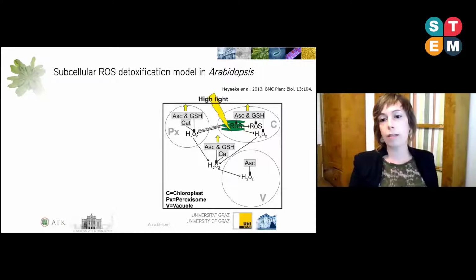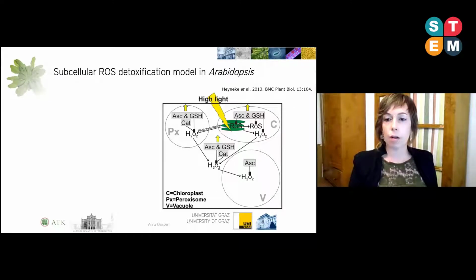So reactive oxygen species started to pile up under high light stress, first in the chloroplasts, because the electron transfer chain along the thylakoid membranes was overstrained. So plants had to shift to photorespiration, and then hydrogen peroxide piled up in chloroplasts, in peroxisomes, and later leaked out into the cytosol and eventually into the vacuole.